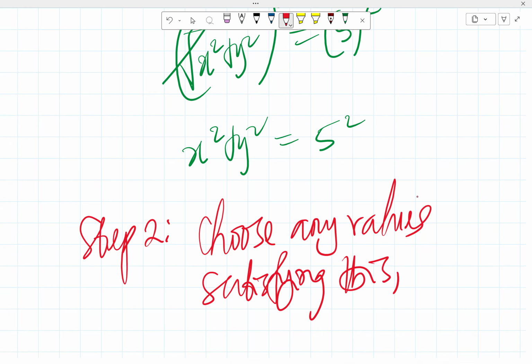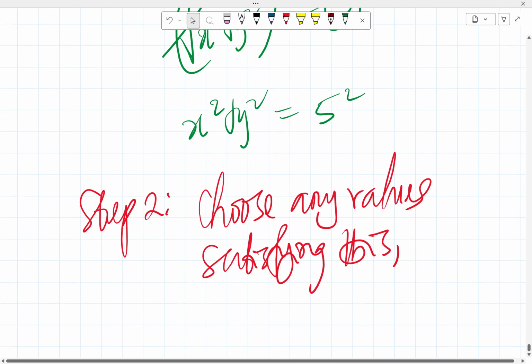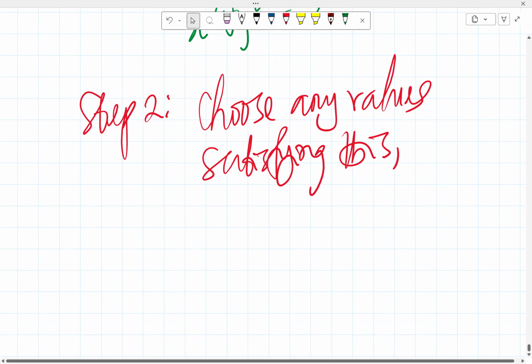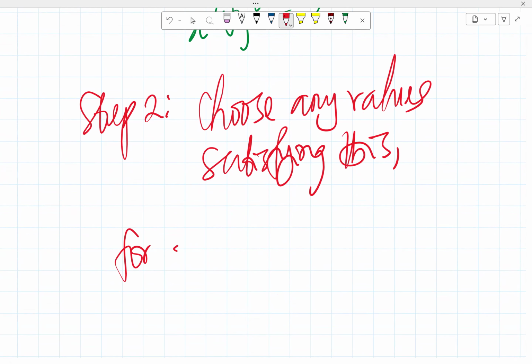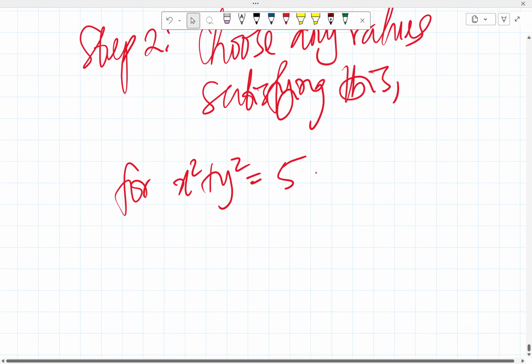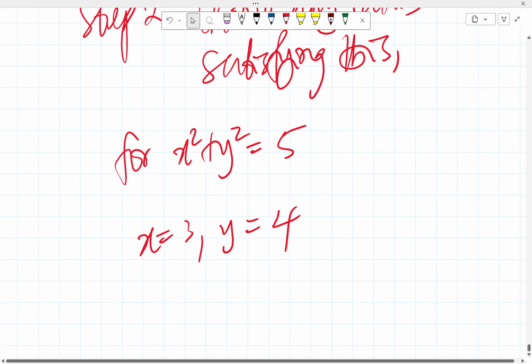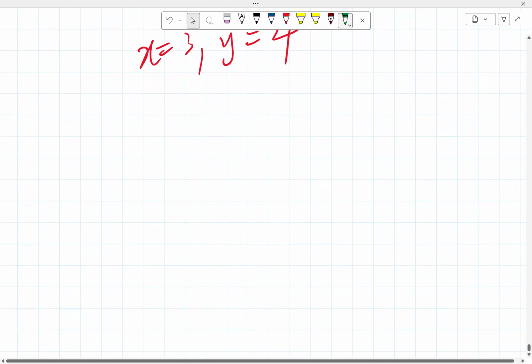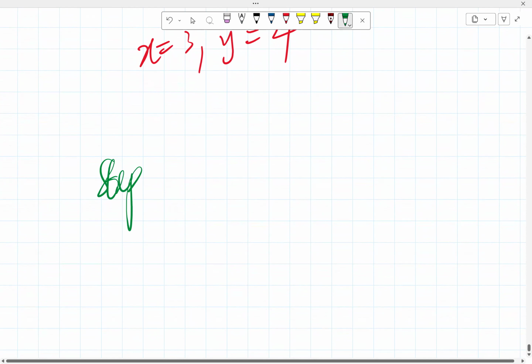So of course, for us to have x squared plus y squared equals 5 squared, it has to mean that x squared plus y squared is equal to 25. Then we can have that x is 3 and y is 4, or y is 3 and x is 4. So that's one case we can have. And then in step 3, we can compute points.